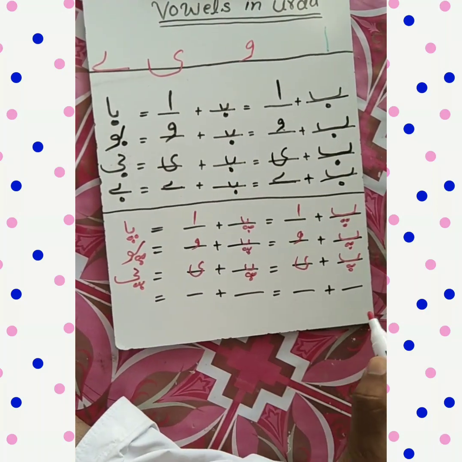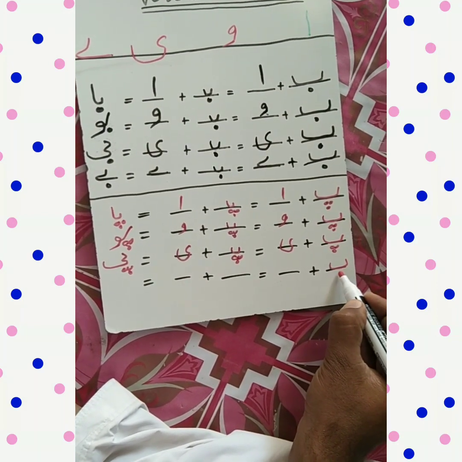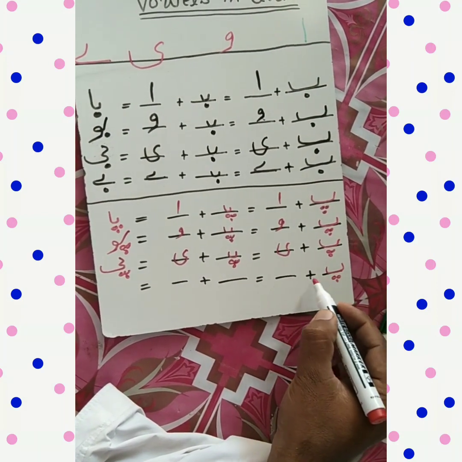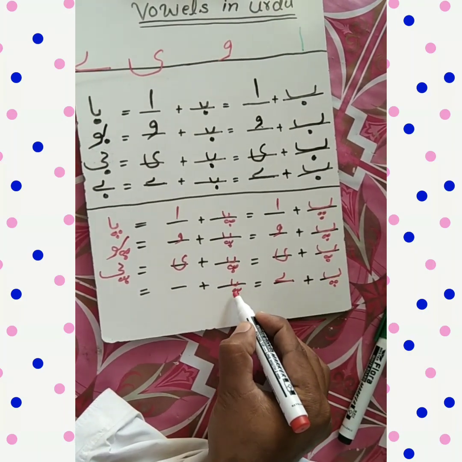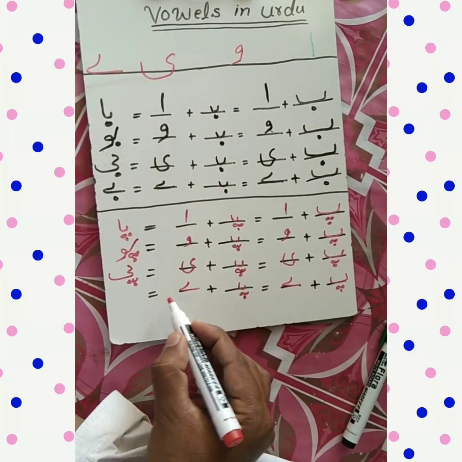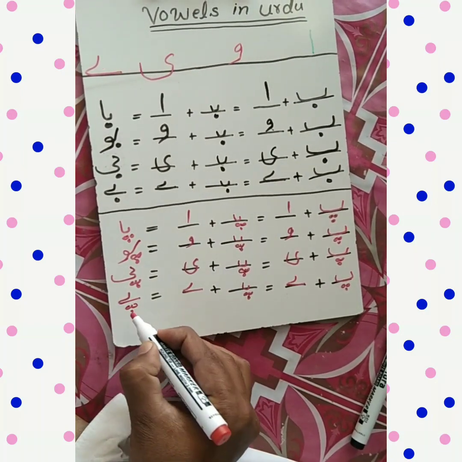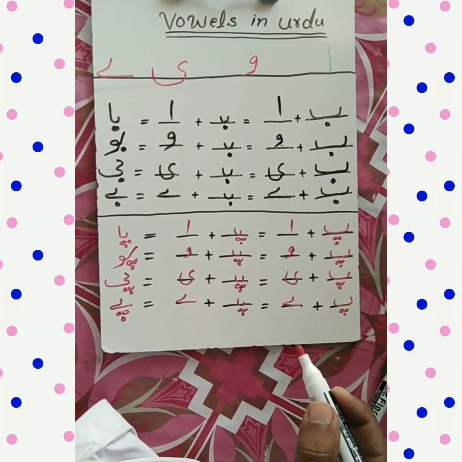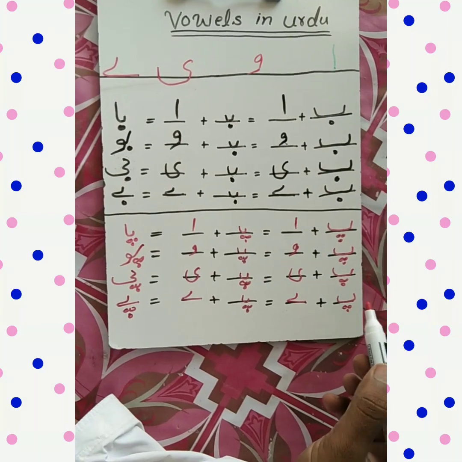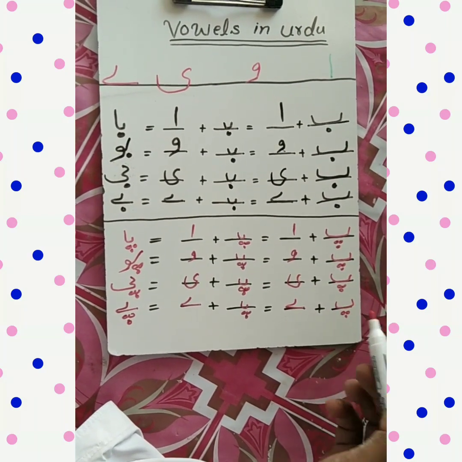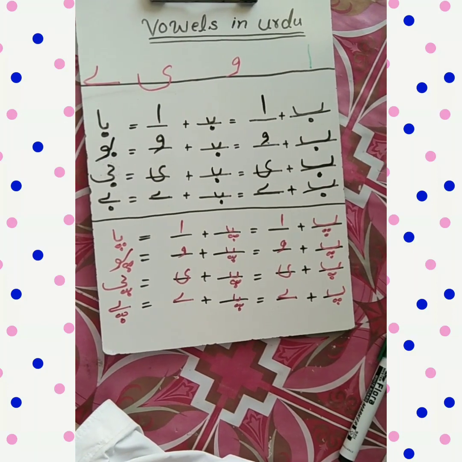Now we make the last word, and we combine pay and badi ye. Here we write pay half shape, and here we write badi ye, and when we combine this, we get pay badi ye pay. You can practice the other words that come after pay: te, te, se, jim, che, he, he, dal. You can make these words like this, which I am making.